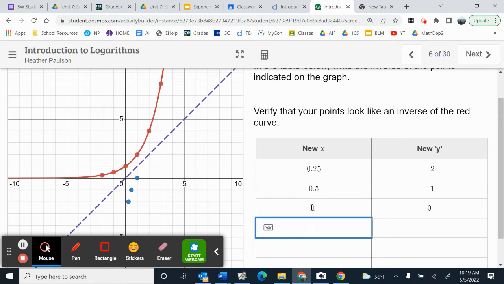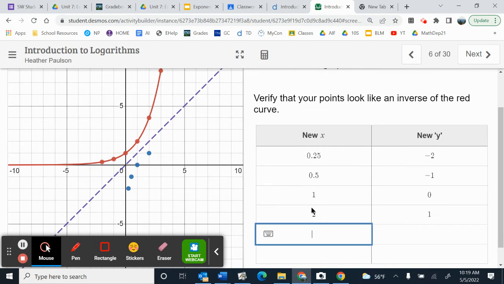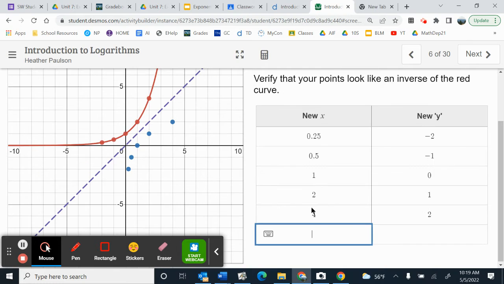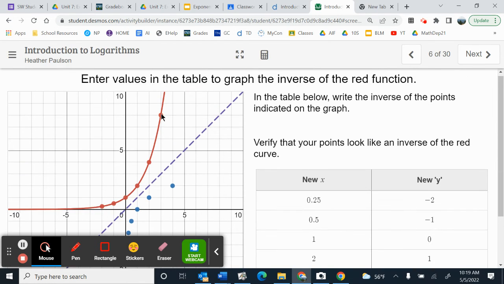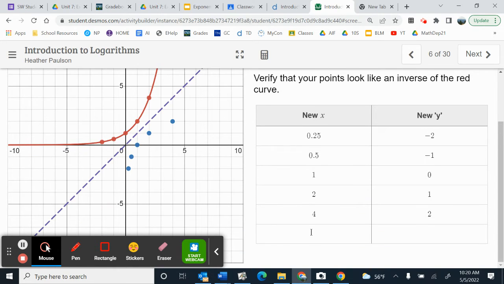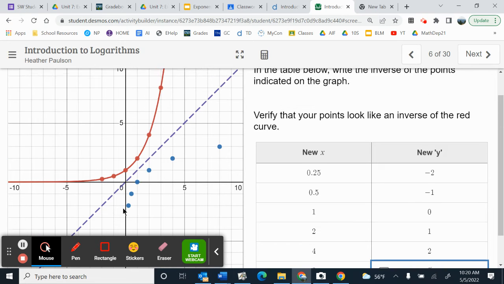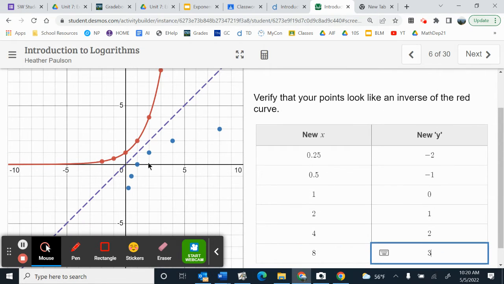And then we have 2 and 1. And lastly, actually 2 more. And then the last one is 8 and 3, a flip from 3, 8. And that finishes the curve. And you can see that that is a reflection over this y equals x purple line.